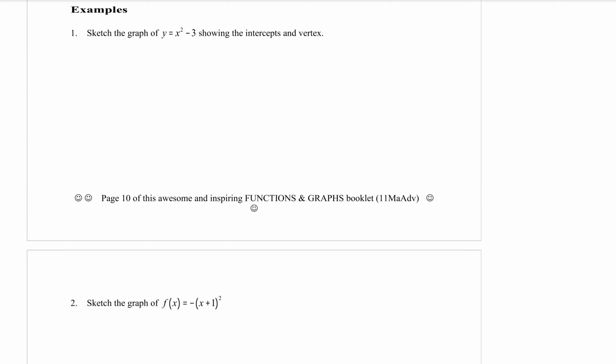Example number 1. Sketch the graph of y equals x squared minus 3. And a reminder there that we want to show the intercepts and the vertex, which we should always be trying to do for parabolas. Okay? So first of all, y equals x squared minus 3. Not too much has happened to that parabola. Remember, your basic parabola is y equals x squared. The minus 3, all that is doing is moving my whole parabola down 3 places.